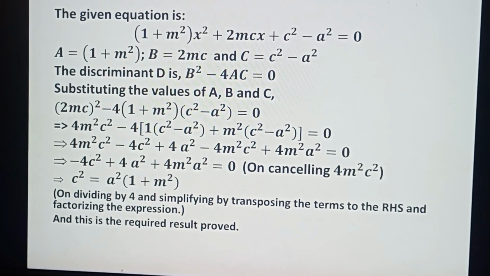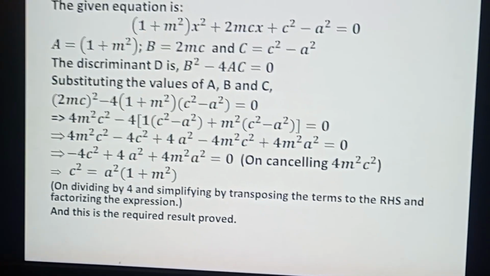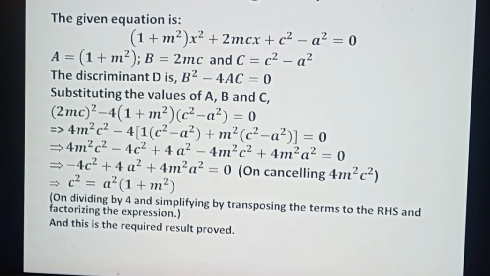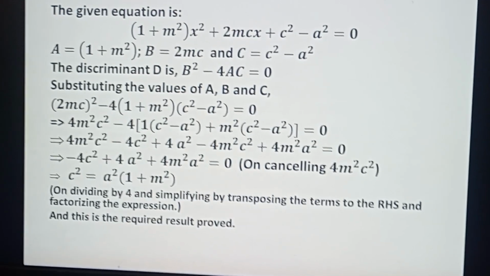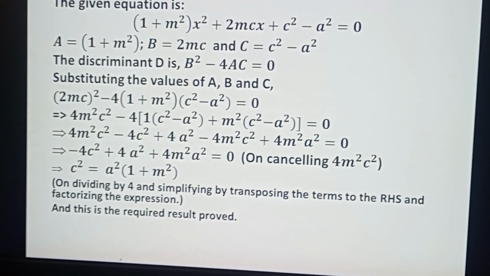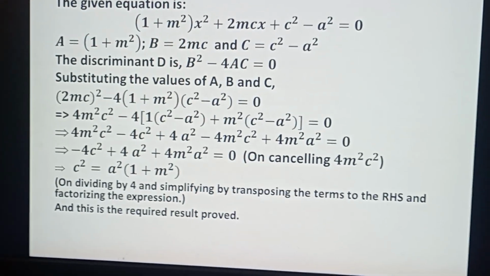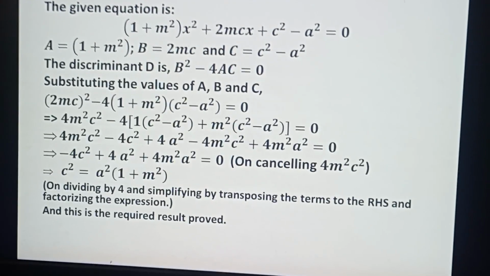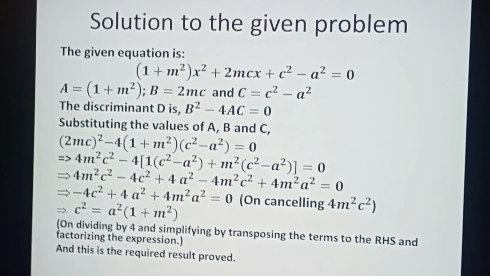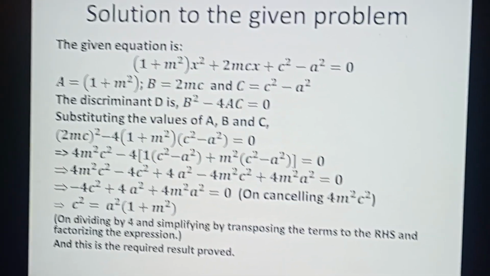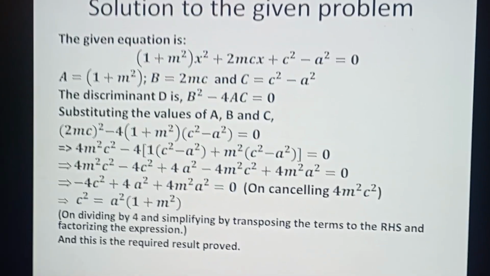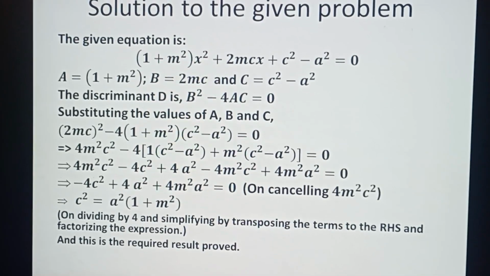Thereby we get (2mc) the whole squared minus 4 into, within brackets, 1 plus m squared, this 1 plus m squared is a, into c, capital C, is c squared minus a squared, equal to 0. So we do a little bit of manipulation. This question involves a high level of manipulation skills, simplifying an expression using multiple levels of brackets. So be careful to do the simplification.